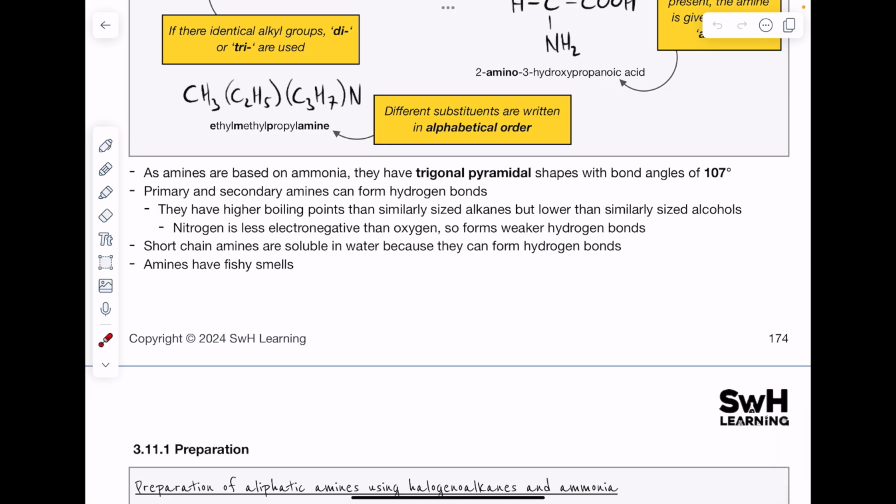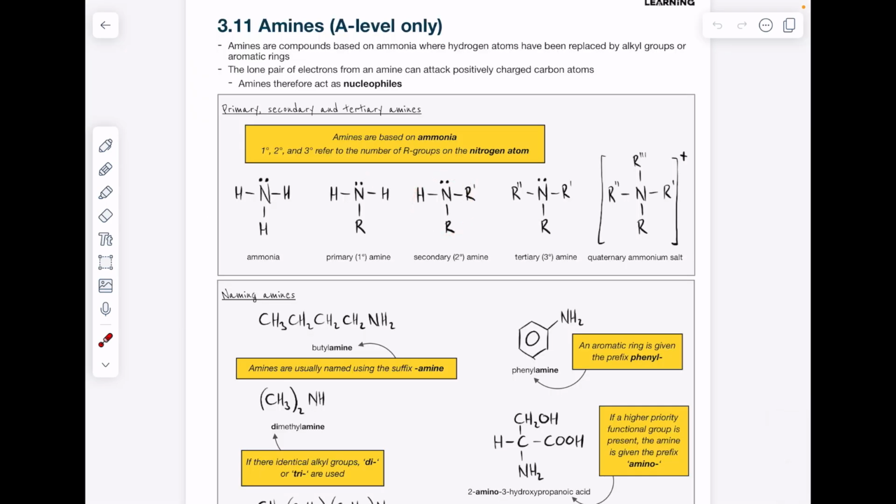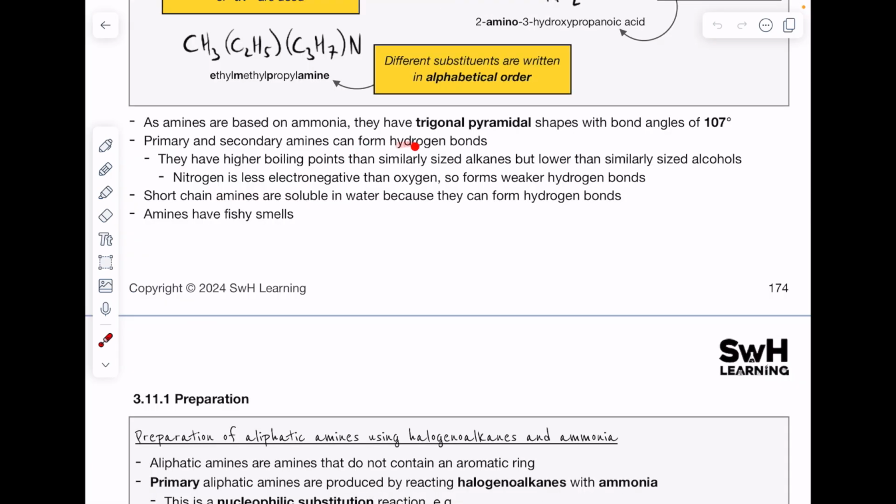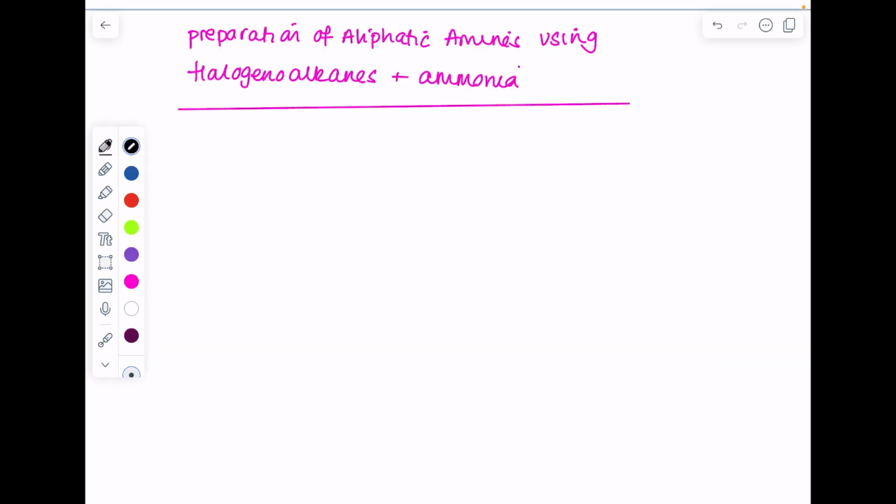And then a few extra points here. Because the amines are based on ammonia, we know that they have a trigonal pyramidal shape with bond angles of 107 degrees. Primary and secondary amines can form hydrogen bonds due to the presence of that highly electronegative nitrogen. Due to those hydrogen bonds, they have higher boiling points than similarly sized alkanes, but lower than similarly sized alcohols. That's because nitrogen is less electronegative than oxygen, so the hydrogen bonds formed with primary and secondary amines are weaker. Short chain amines are soluble in water due to the formation of those hydrogen bonds, and unpleasantly, amines have fishy smells.